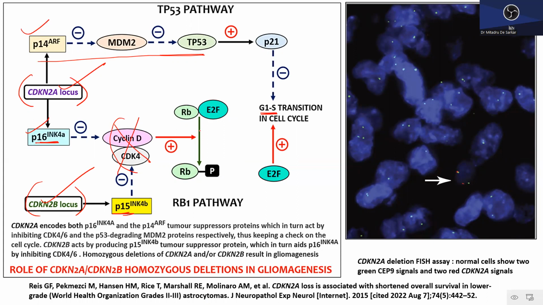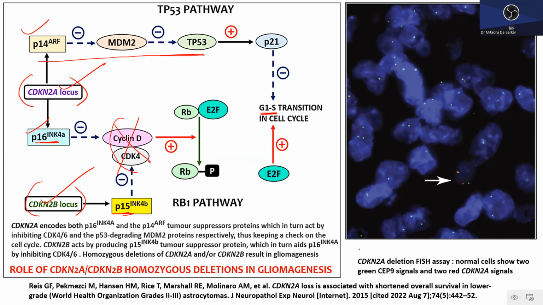Hence the presence of CDKN2A and CDKN2B homozygous deletion, that is, both your copies are gone, has a very poor prognostic significance. This is why we say that in this molecular age, if you have a glioma which looks low grade, and you have CDKN2A and 2B homozygous deletion, you are most likely dealing with a grade 4 neoplasm.